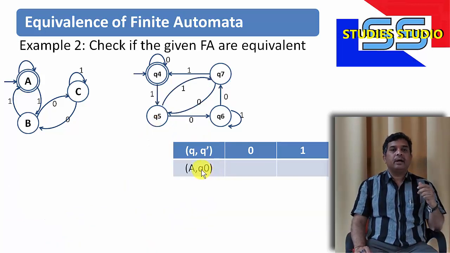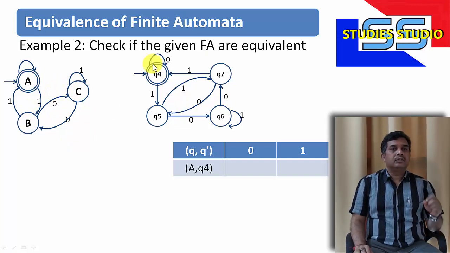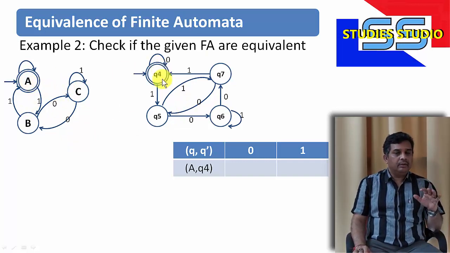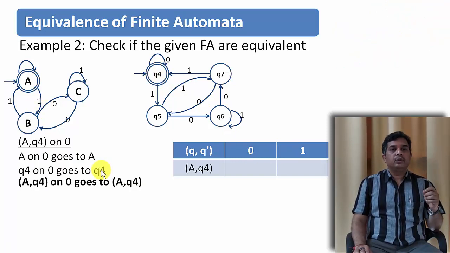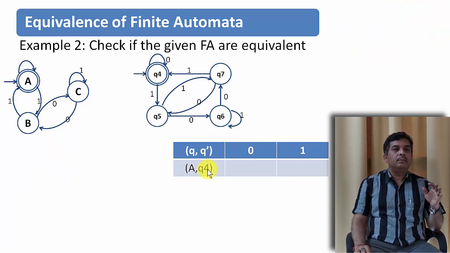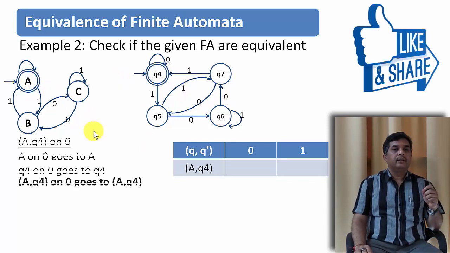Let us take one more problem. We are going to compare these two finite automata. So the starting state is A and Q4. We'll start finding the transition on 0 and 1. So we'll start with A and Q4. Both of them are starting states of the respective finite automata. So A Q4 on 0.